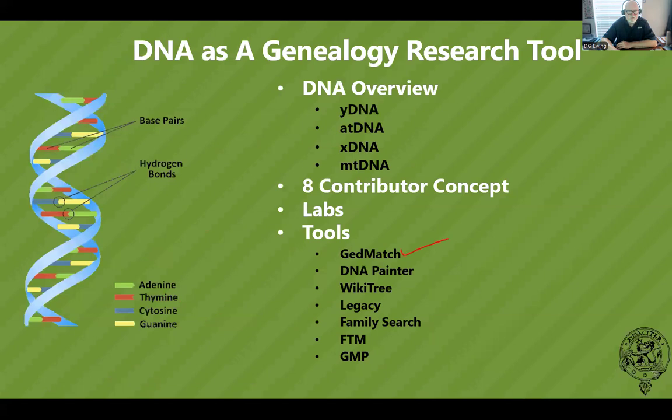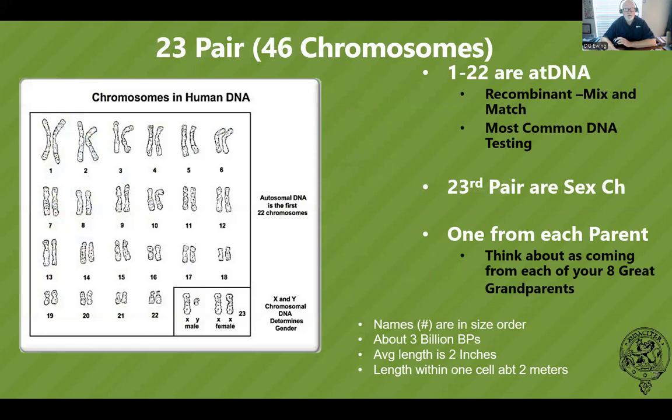So we'll cover GEDmatch, which is where we triangulate, and DNA Painter, which is where we paint. We'll talk a little about WikiTree, and I'll make a recommendation that you use it in conjunction with whatever other tree tool that you may use.